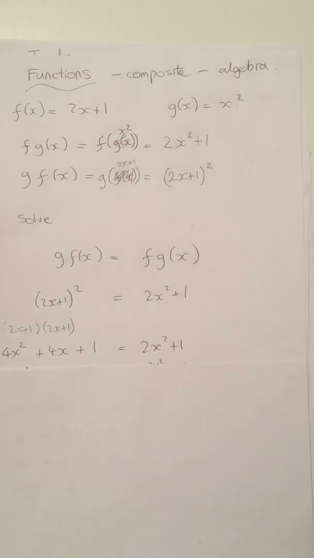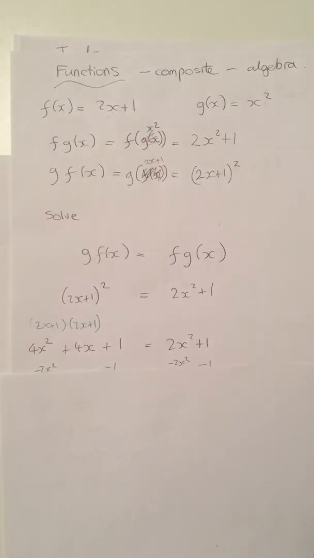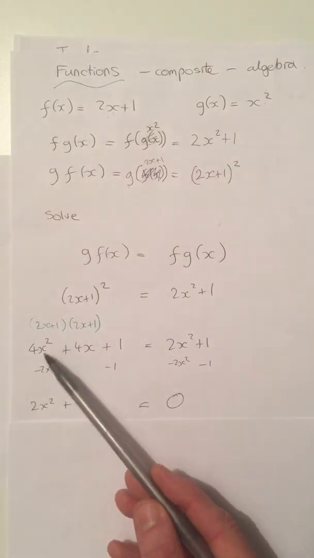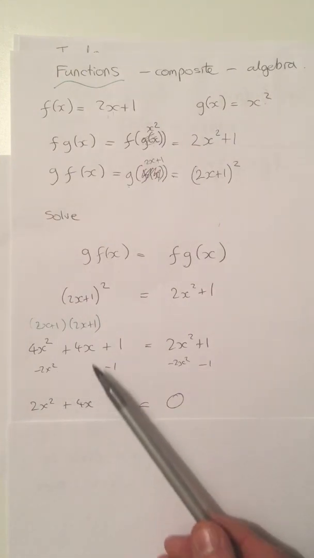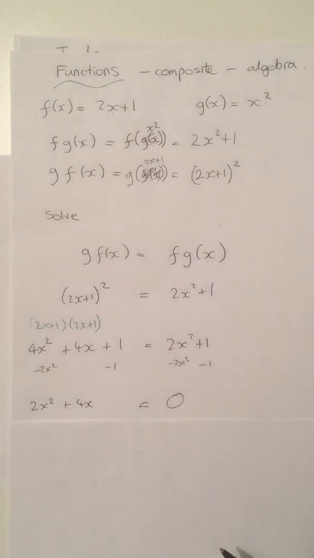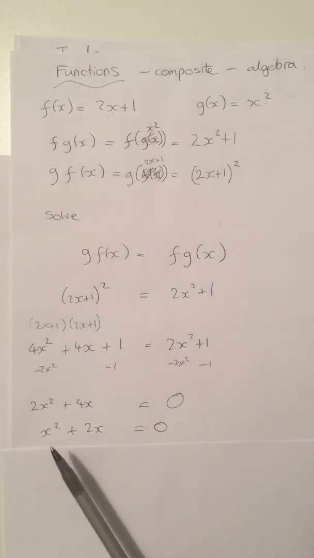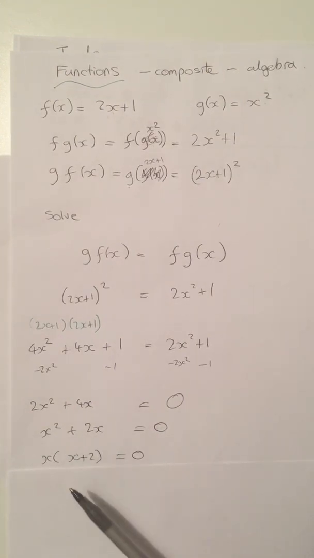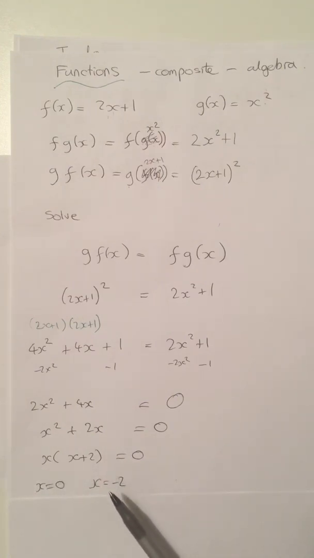Then, because it's a quadratic equation, I want to make that equal to 0. So I'm going to take away the 2x squared from both sides, and I'm going to take away the 1 from both sides. Then I have 4x squared take away 2x squared is 2x squared. The 1 take away the 1 is 0. And over here, this is just equal to 0. I've divided through by 2 just to make this a little bit easier for myself. Then I can factorise that x outside of the brackets there. And now I can see that either x must be 0 or x must be minus 2. So those are my two solutions to this equation.